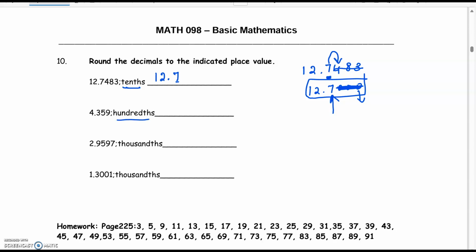Now let's round to the hundredths place. Look at 4.359. First identify the hundredths place. Look one place value to the right. 9 tells you add 1 to that particular place value. So we have 5 plus 1, 6. And then we have 4.36.